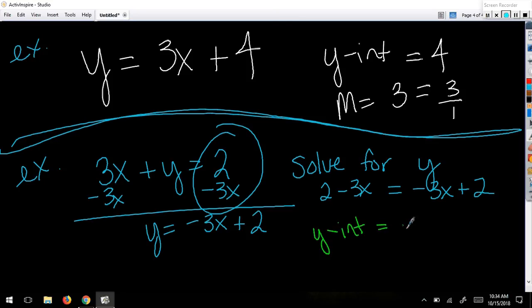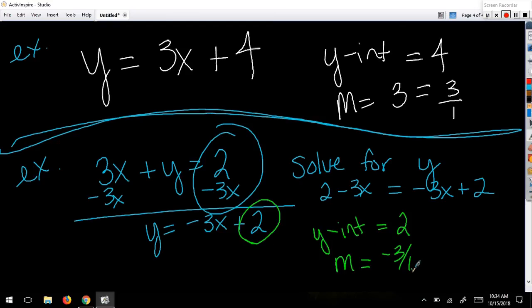The m is negative 3, so it's negative 3 over 1. Where are we getting confused? Because this is what we did in section 1, where we manipulated the equations. So where are we confused?